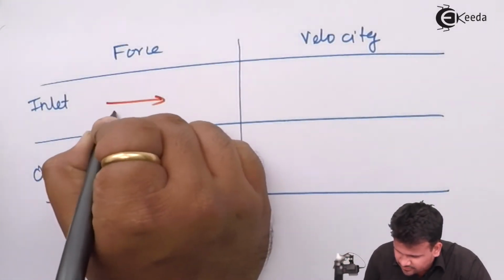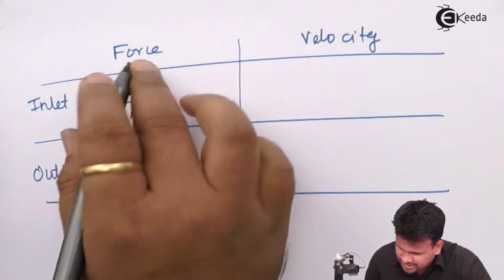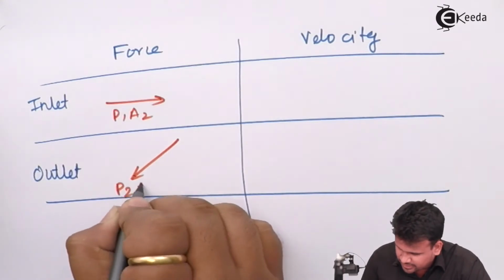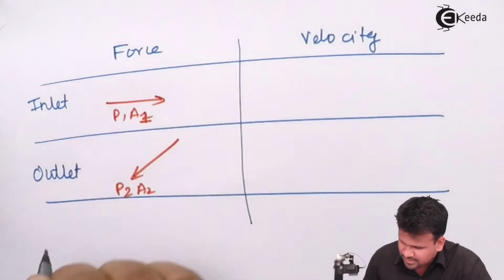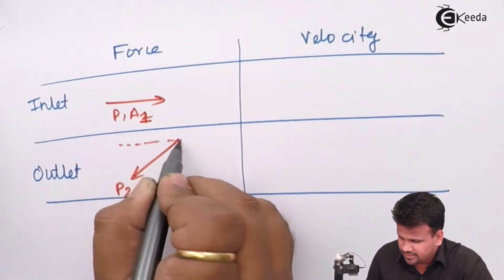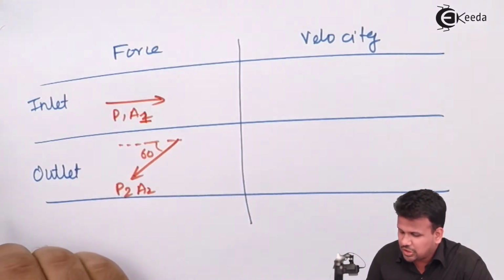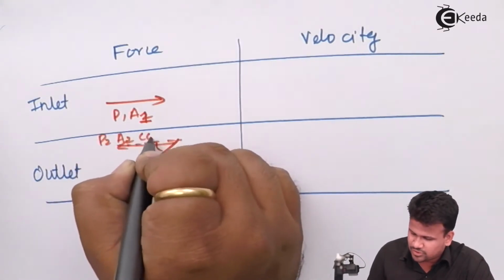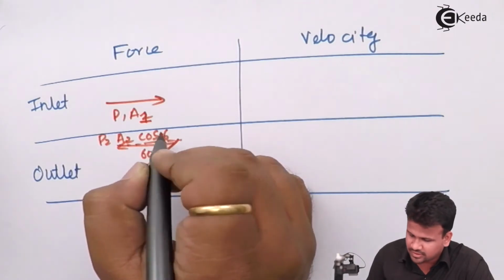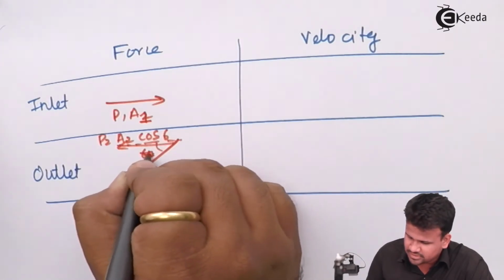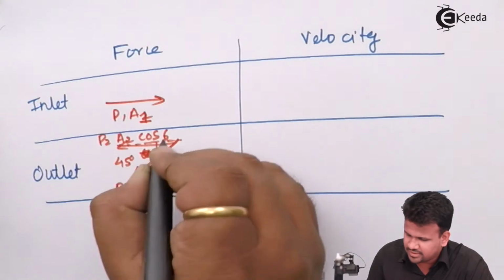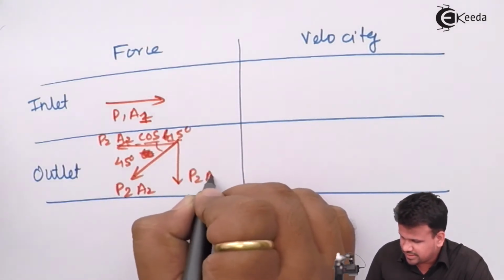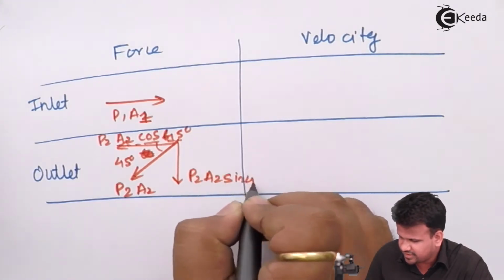This is P1A1, that is the force at the inlet, and it is downwards, and that is P2A2. Now it is inclined at an angle with the horizontal. So this force over here will be P2A2 cos of 45 degrees. This is actually 45 degrees. Similarly, this is P2A2 sine of 45 degrees.